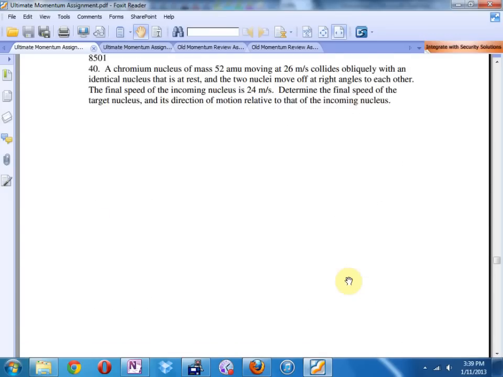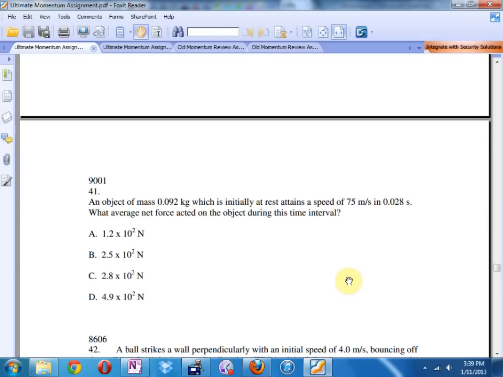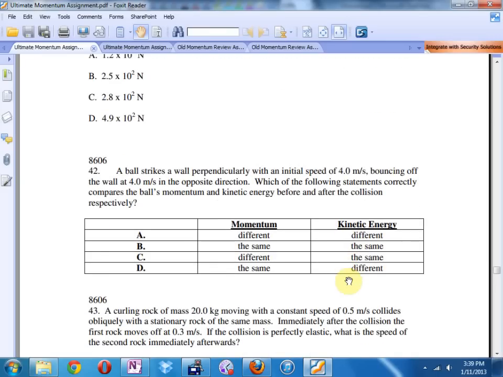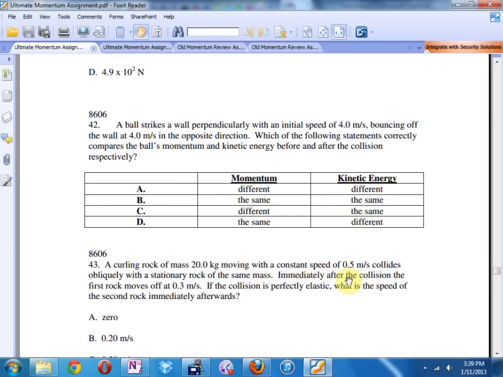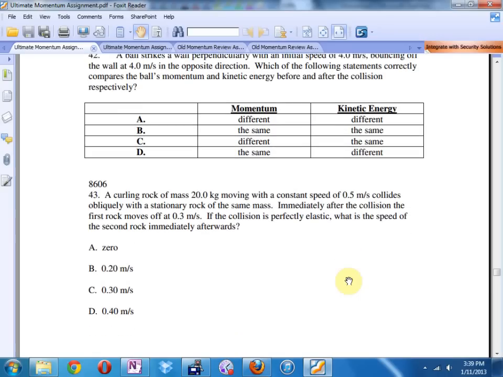I already said I like 39. 42, again, making sure you understand what's conserved and what's not. Excuse me.